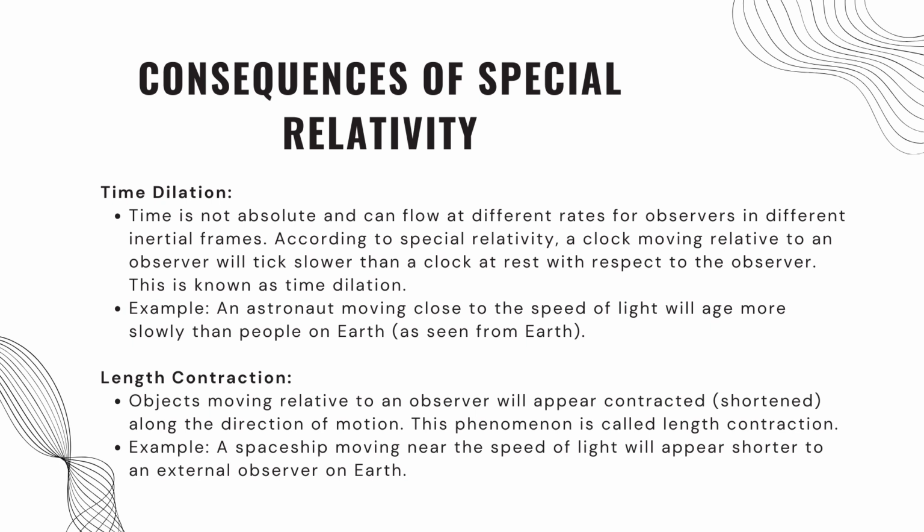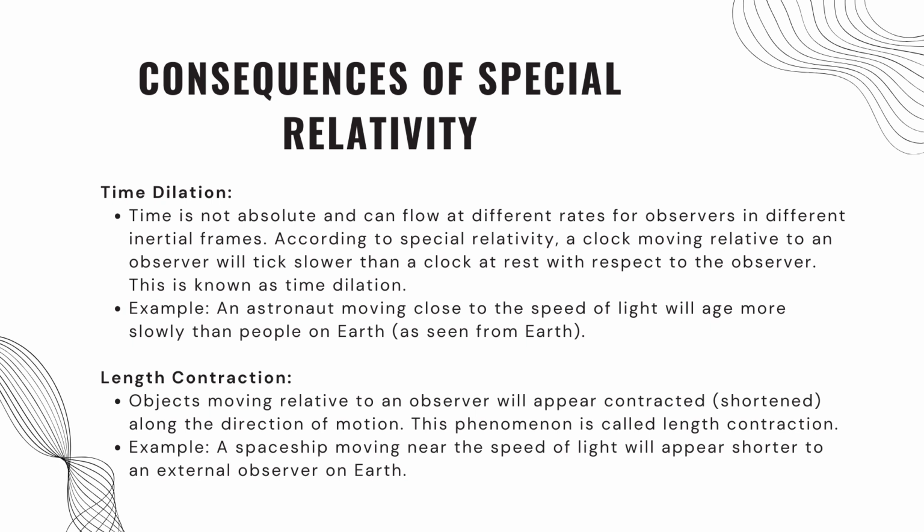According to special relativity, a clock moving relative to an observer will tick slower than a clock at rest with respect to the observer. This is known as time dilation. Example: an astronaut moving close to the speed of light will age more slowly than people on Earth, as seen from Earth. Length contraction. Objects moving relative to an observer will appear contracted, shortened, along the direction of motion.